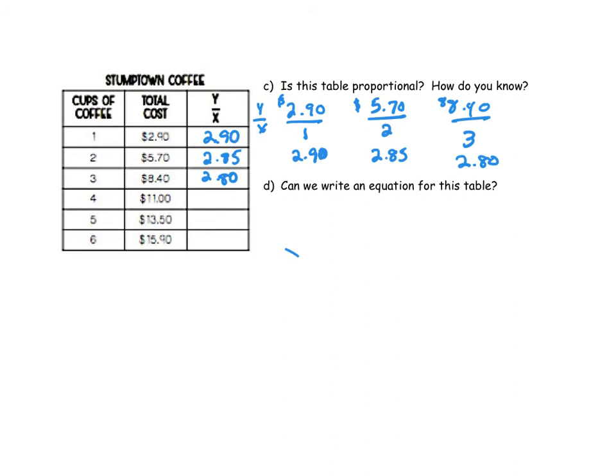So we now know that this table is not a proportional relationship, and that's because there is actually no constant of proportionality. In fact, it looks like there is a pattern, but there's not a constant of proportionality, which brings us to this. Can we write an equation for this table? And we cannot use our y equals kx. So we cannot write y equals kx for this table because it is not proportional.